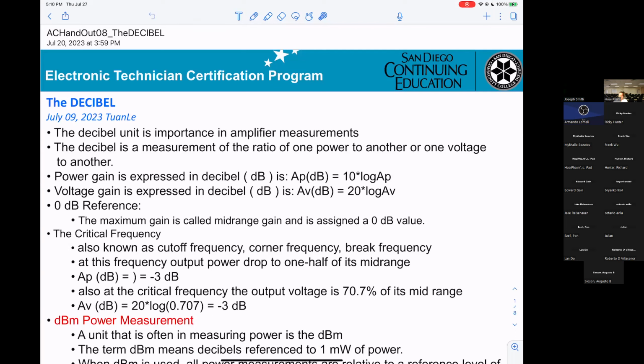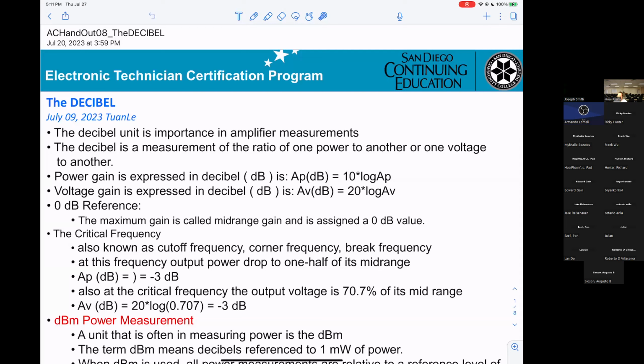Okay, first thing. Today I will be talking about the decibel. You see, the decibel unit is important in amplifier measurement. The decibel is a measure of the ratio of one power to another, or one voltage to another.